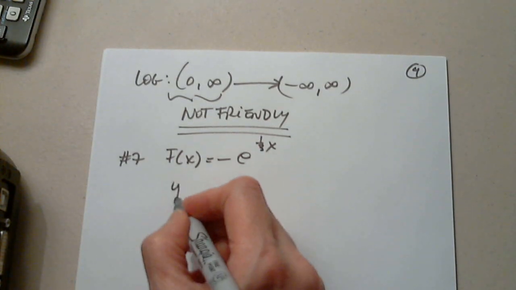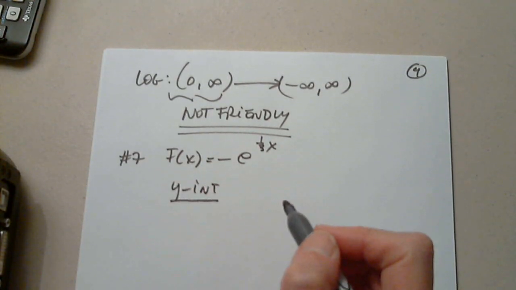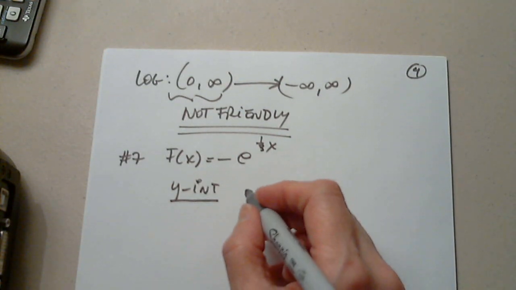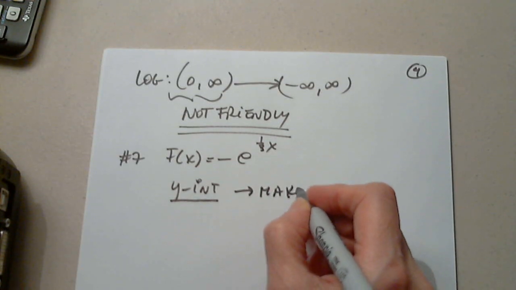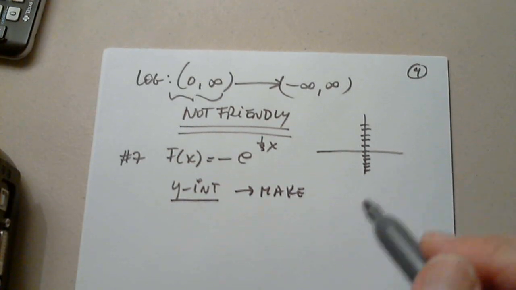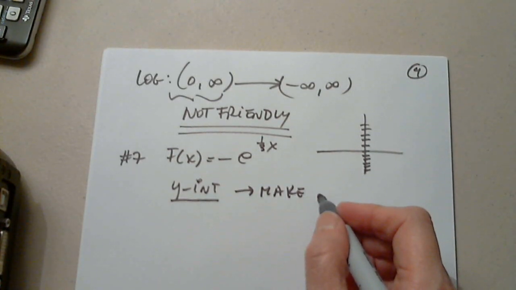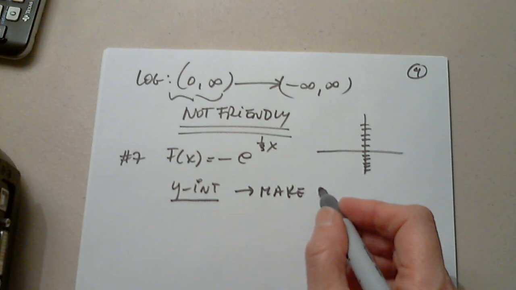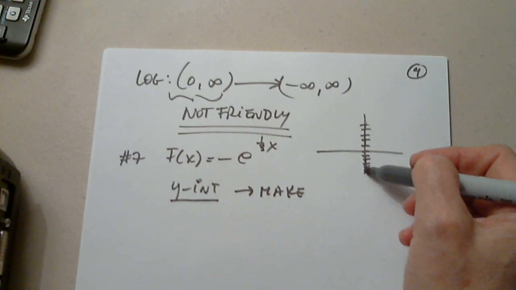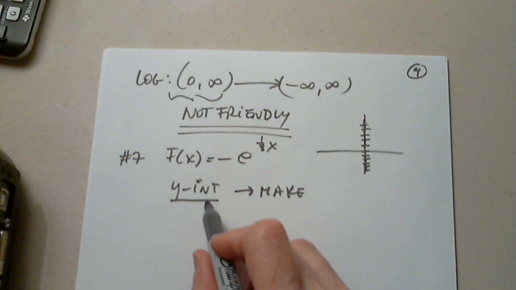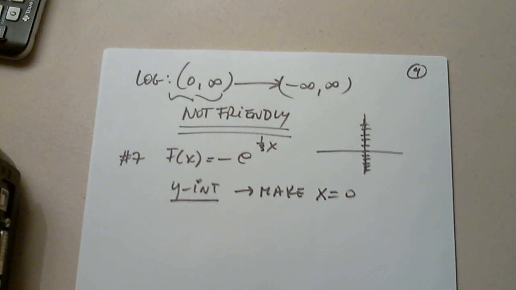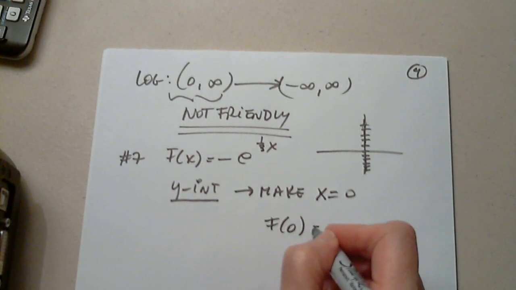So in order to find the y-intercept, what do I have to find? How do I start for the y-intercept? Remember, this is the y-intercept somewhere here. For any function, we do the same thing. In order to find a point on the y-axis or the y-intercept, we make x 0. Exactly. Awesome. So we have f of 0.